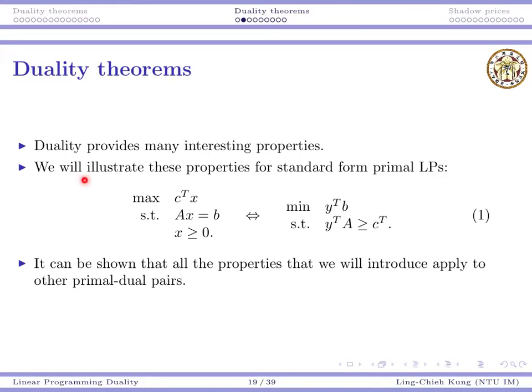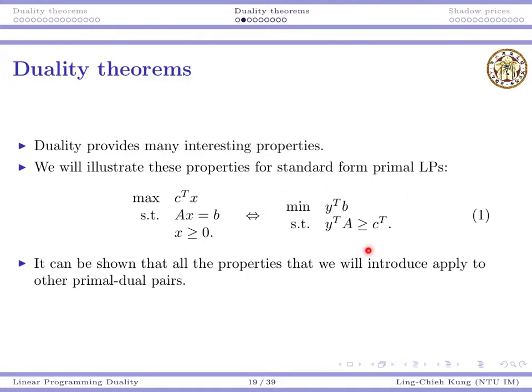The way we illustrate these properties is through standard form linear programs. So the primal would be assumed to be this maximization linear program in standard form, and the dual would be this one. Okay, this is something we derived in the previous video, so if you need some derivations, you may want to go back to check that. But here we know if the primal is in this form, then the dual must be in this form.